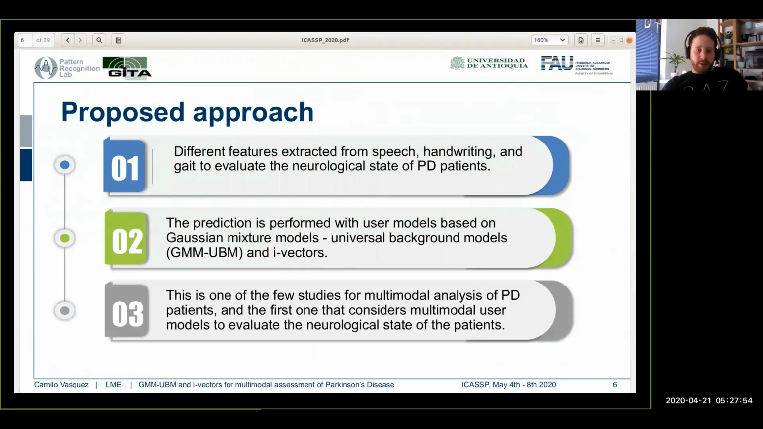What we propose here is the use of speech, handwriting, and gait features to evaluate the neurological state of the patients. The prediction is performed with user models based on Gaussian mixture models and universal background models, or GMM-UBM, and I-Vectors. This is one of the few studies for multimodal analysis of Parkinson's patients, and to the best of our knowledge, the first one that considers multimodal user models to evaluate the neurological state of the patients.